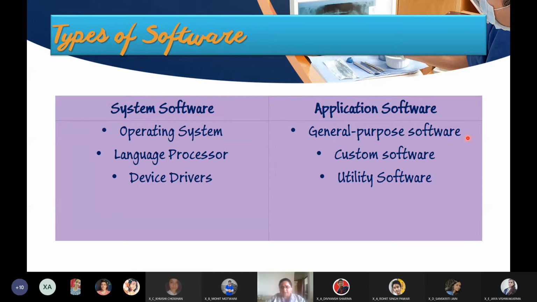But then we have something known as custom software. Now I'll give you a very simple example to differentiate between the two. You go to the market, some festival is coming, or it's your brother's wedding ceremony, so you need to purchase new clothes. You go to the market, you see something hanging there and you just purchase that. A ready-made dress you purchase. That is what? General purpose software.